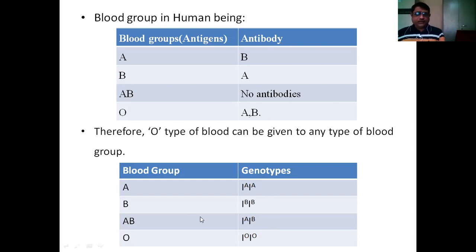Now here, these are the genes. We denote A blood group with the IA gene, B blood group with the IB gene, and O blood group with the small i gene. So the genotype for A blood group will be IA, the genotype for B blood group will be IB, for AB it will be IAIB, and for O it will be small i.